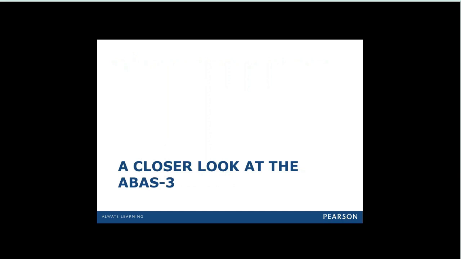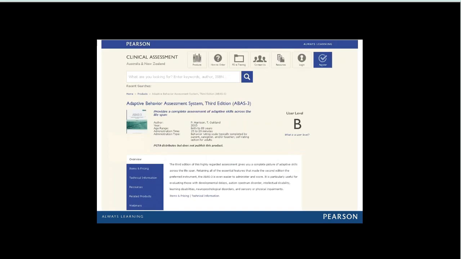So that leads us straight into what the ABAS 3 is trying to do and what we're trying to use the information for in order to assist that independence. If you look at our website, pearsonclinical.com.au, there's a lot of information on the page, but the one thing I wanted to draw your attention to is this user level. All of our assessments, as you're probably well aware, are restricted based on your qualifications. The ABAS 3 is a user level B. That's generally restricted to individuals in the allied health field, for example psychologists, occupational therapists, speech pathologists and the like, and our special education individuals.